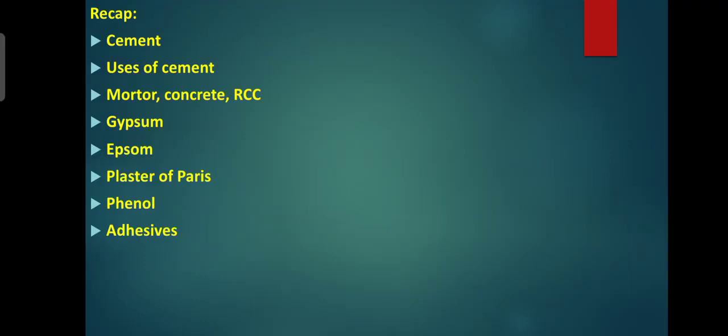Next one, Epsom. Epsom salt is magnesium sulfate heptahydrate. The molecular formula of Epsom is MgSO4 7H2O. Uses of Epsom: helps muscles and nerves function properly, and improves plant growth in agriculture. And third one, plaster of Paris.